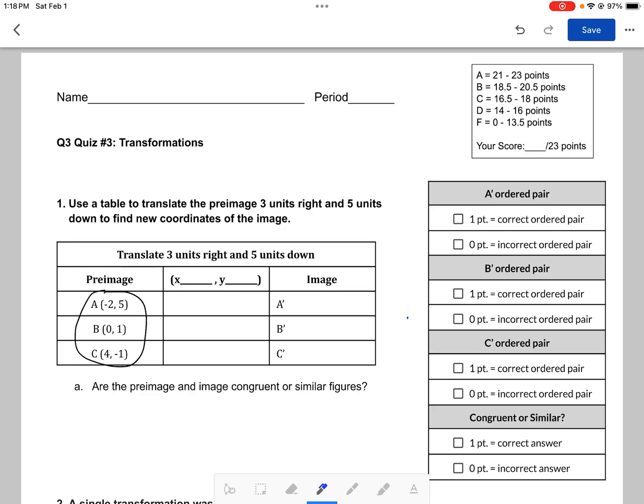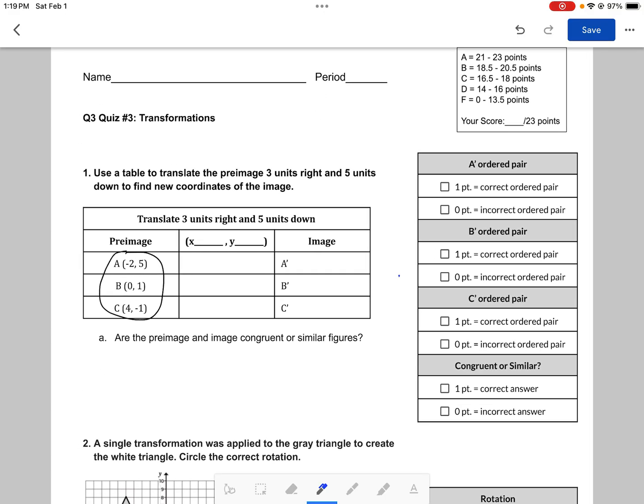So if we're translating, remember we're just moving the shape. We're not changing its size or shape. So as an answer to question A, are the pre-image and image congruent or similar? We know they're going to be congruent because we're not changing their size or shape. If I'm moving the pre-image 3 units to the right, that's x plus 3. And if I'm going 5 units down, I know that's y minus 5.